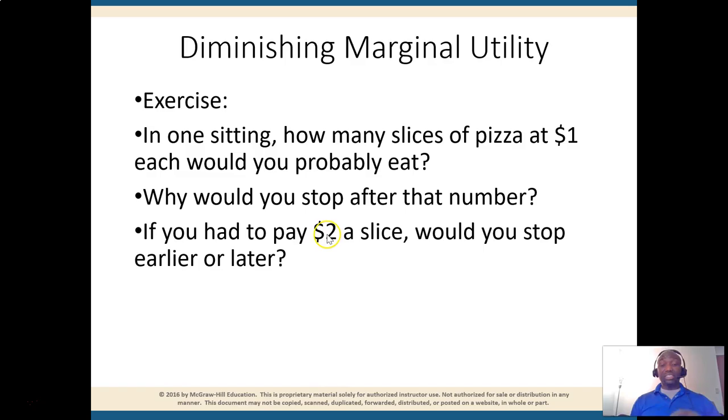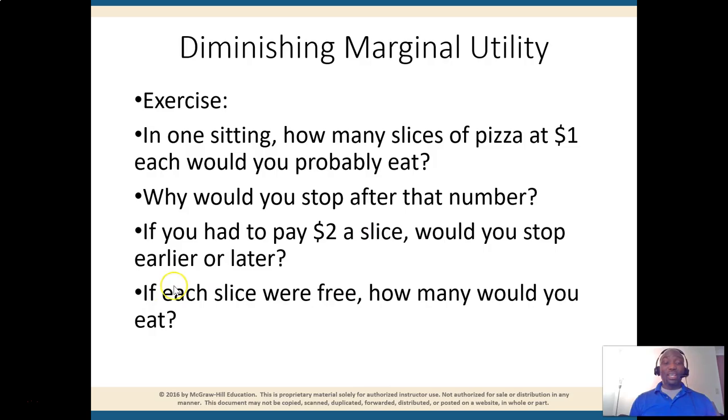So you have to compare the benefits, the satisfaction you're getting, and the cost. It won't make sense to continue eating when your marginal utility is going down and it's lower than the price. But if it's free, then you can keep eating forever. So that's what this exercise is about. Now this is kind of an application here.